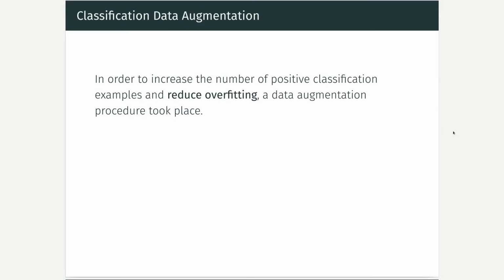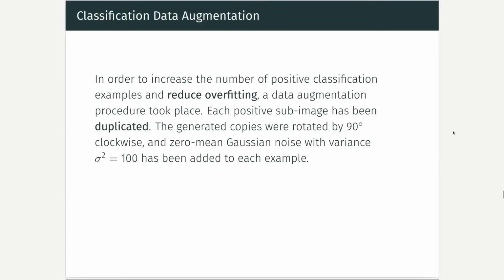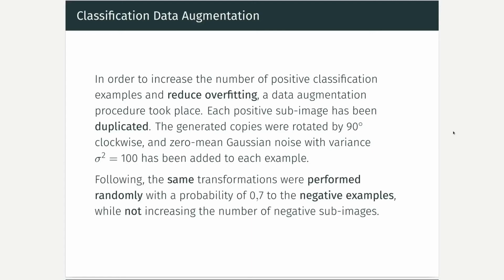Data augmentation took place because we had few positive examples, and we wanted to increase this number. So each positive sub-image has been duplicated and rotated 90 degrees clockwise, and in the end we added Gaussian noise with variance 100 and zero mean. The same transformations were performed on the negative examples, but without duplication. They were performed on the examples directly, with a probability of 0.7.